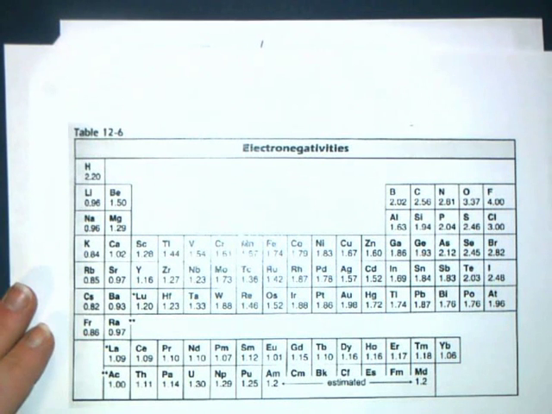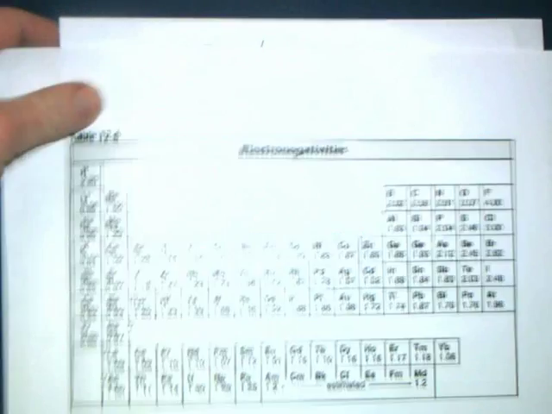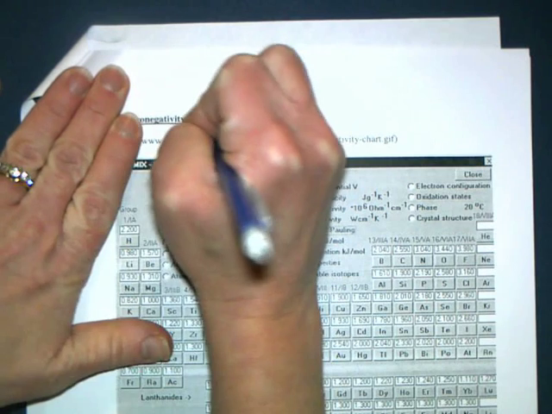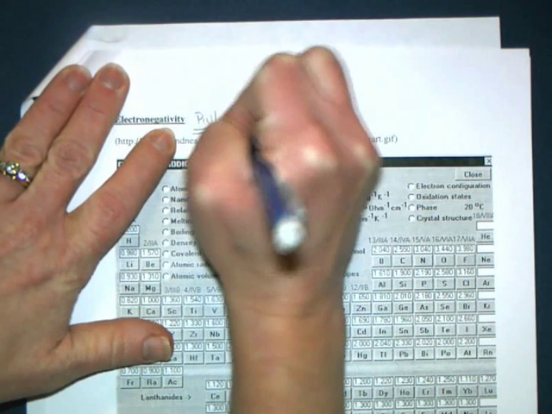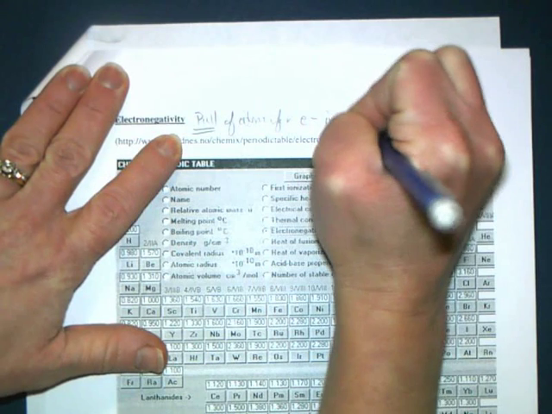First, electronegativity was left for Chapter 8 by Zumdahl. Electronegativity is the pull, in your packet, the pull of an atom for electrons in a chemical bond.